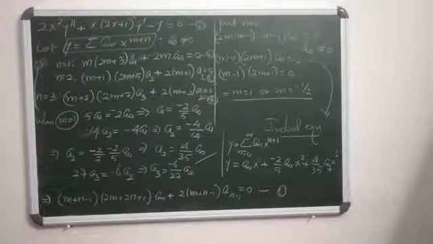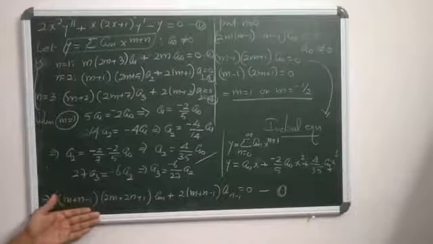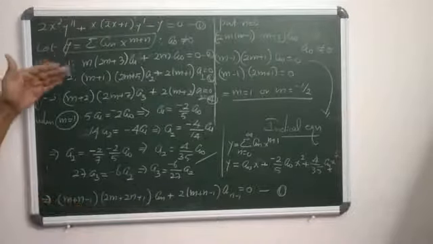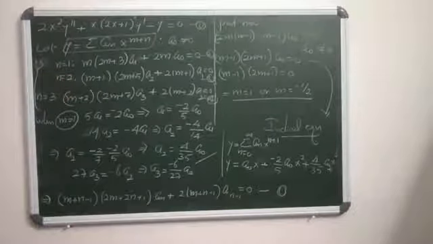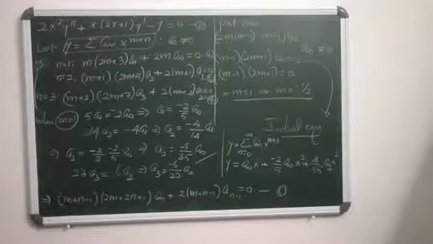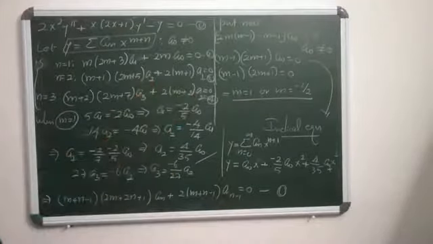Then again, if you replace m by minus 1 by 2 here in equation 1, then you have another set of equations. After solving that, if you express these terms a1, a2, a3 etc. in terms of a0, then you have another solution.